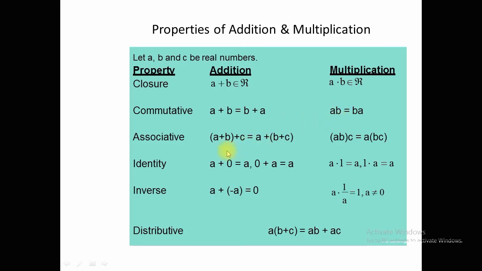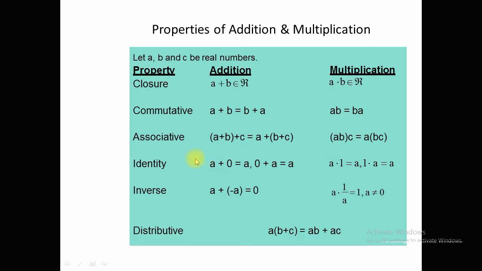Similarly, real numbers have the associative property with respect to addition and with respect to multiplication. With respect to addition, the associative property means A plus B plus C is equal to A plus B plus C, grouped either way. And the associative property with respect to multiplication means AB into C is equal to A into BC.